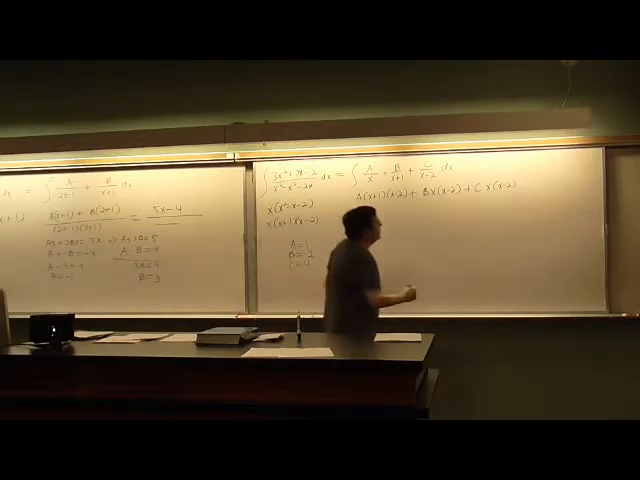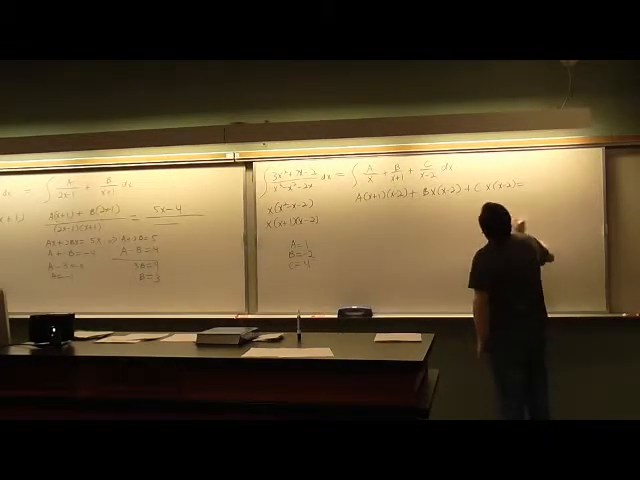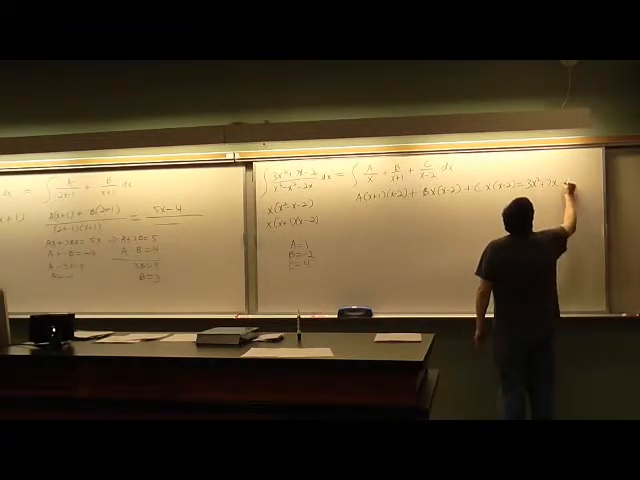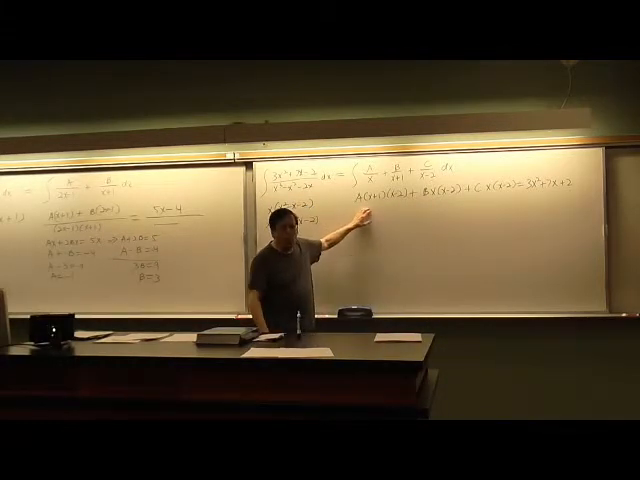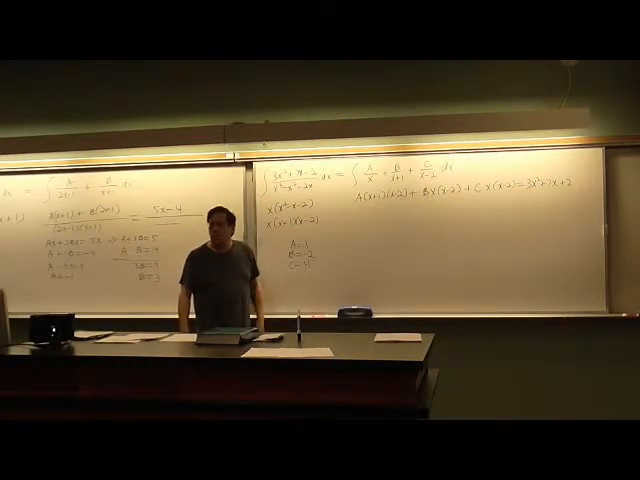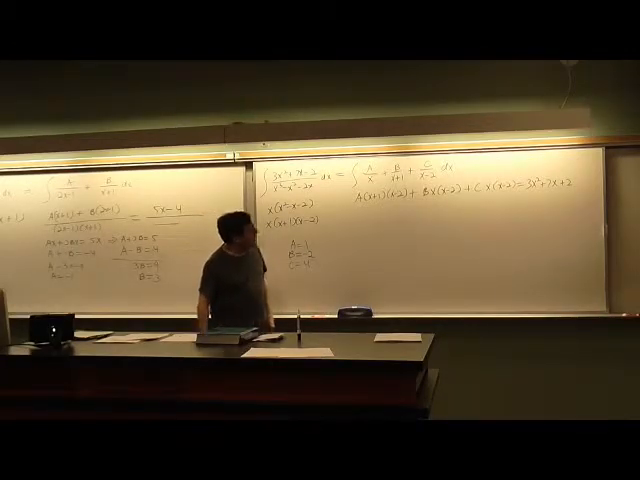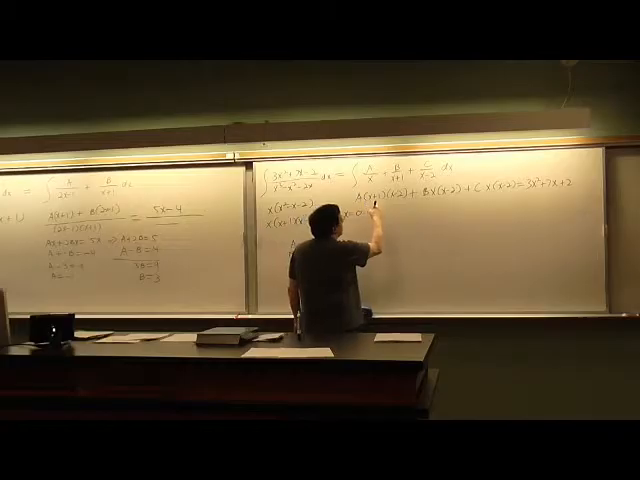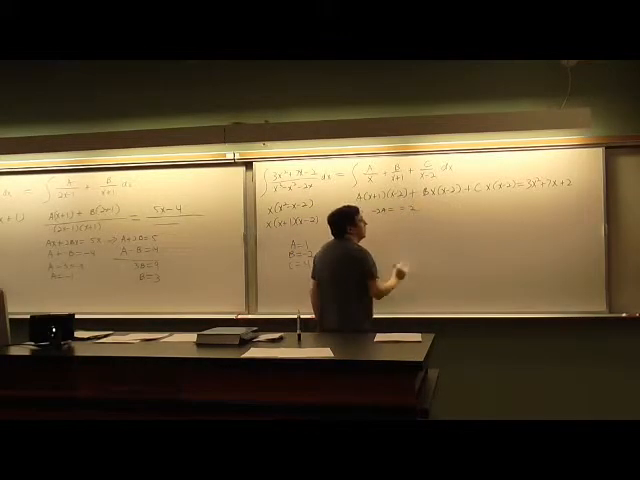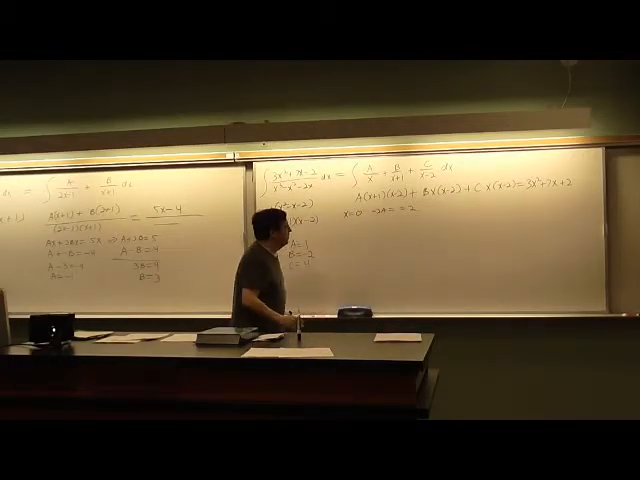This has to equal 3x squared plus 7x plus 2. But this has to be true for all x, right? So I can just pick a convenient x. So let me just set x equals 0. And what do I end up with? I end up with negative 2a equals 2. Okay, we already did that.